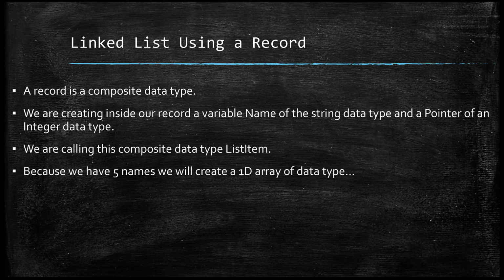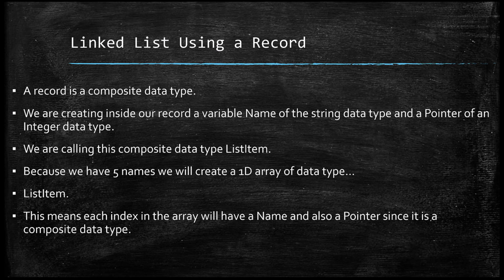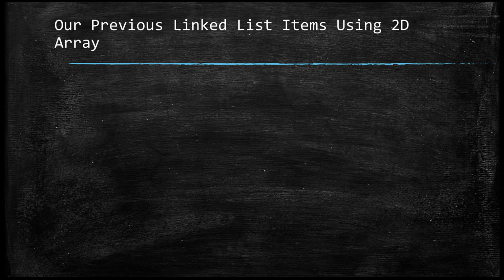Now because we have 5 names, we're going to create a 1D array of a specific data type. Not string, not integer, but list item. This means each index in the array will have its own name variable and also a pointer since it is a composite data type. So again, the data type is not a string, it's not an integer, but the data type list item, which we have created, that has the variable name and its own variable pointer, which we'll access. And you'll see that when we code it out.